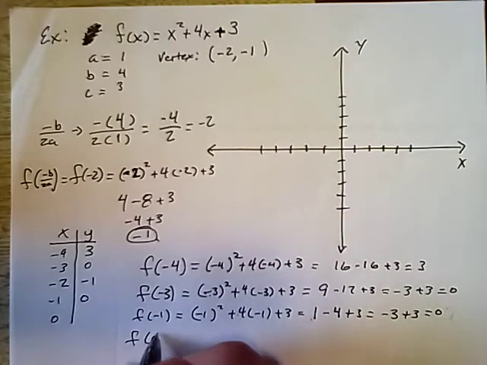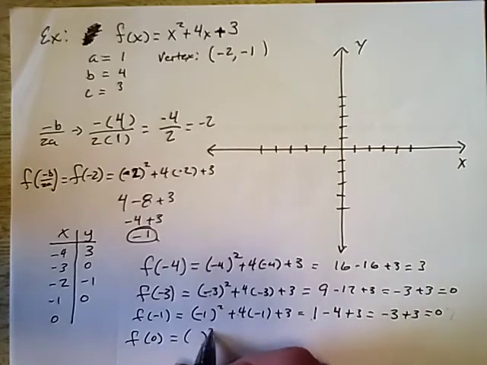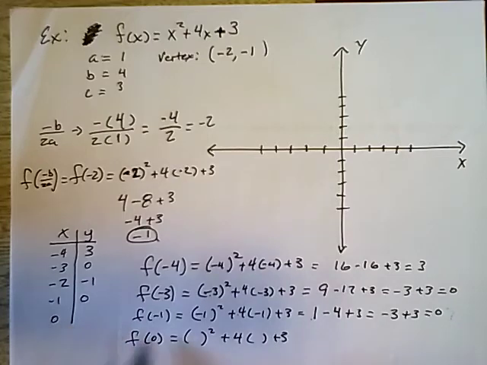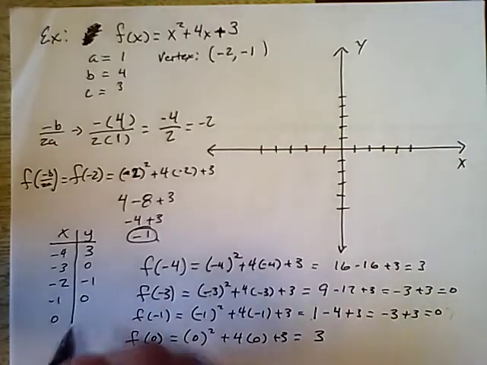And f of 0, parentheses squared plus 4 times parentheses plus 3. So I plug a 0 in here and here. 0 squared is 0. 4 times 0 is 0. 0 plus 3 is 3. So I get a 3 here.